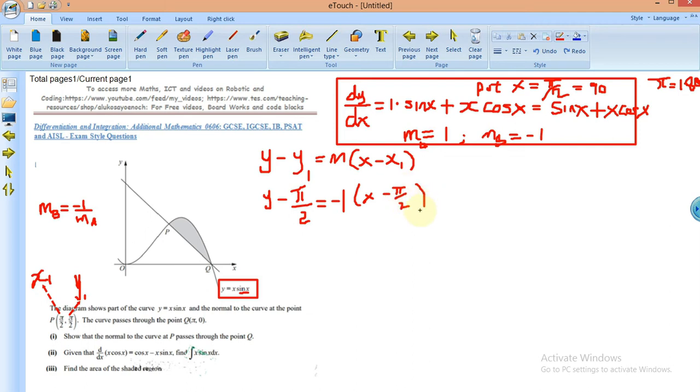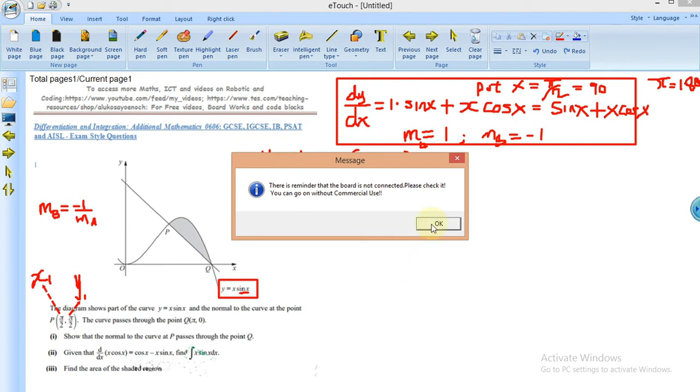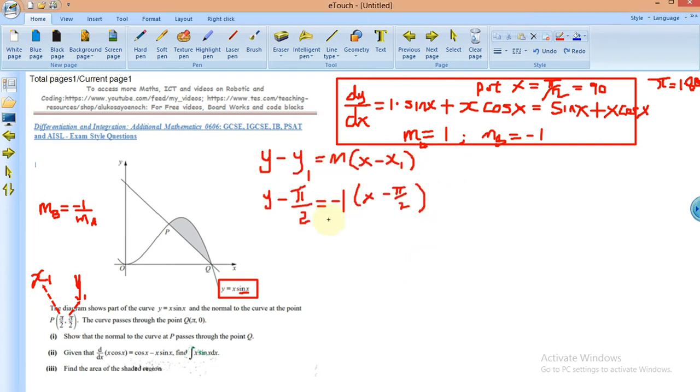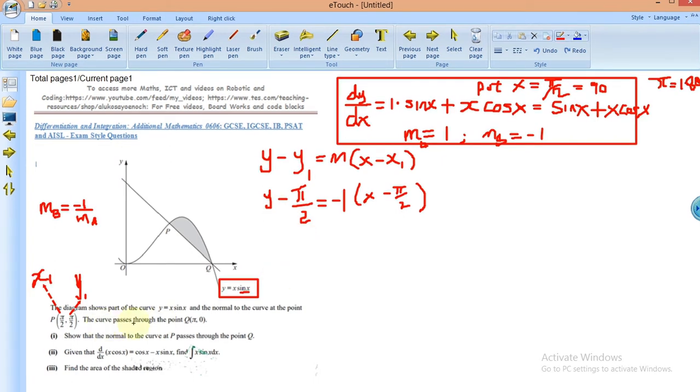So finally my equation will end up looking like this. I can leave it like this, because the question says the curve passes through the point Q. We have to show that the normal to the curve at P passes through point Q. To show that it passes through point Q means we have to justify that the coordinate of Q is pi comma 0.